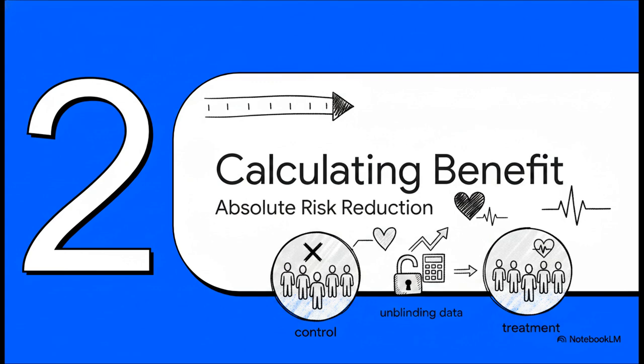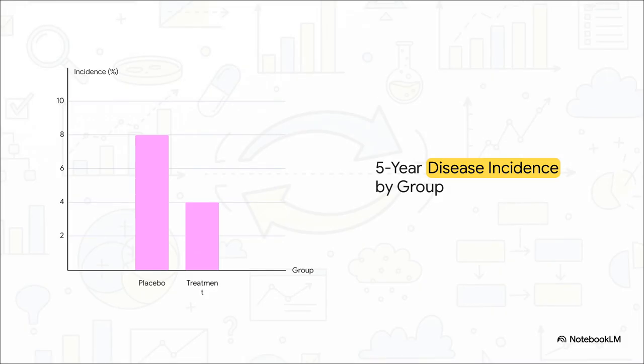Section 2. Calculating the absolute benefit. All right, let's fast forward 5 years. We've screened the patients, randomized them, and followed them meticulously. Now it's time to unblind the data and see if this experimental treatment actually holds up in the real world. And the raw 5-year disease incidence data comes in looking incredibly promising. In the placebo control group, those getting standard care without the active drug, the disease incidence was 8%. But in the experimental treatment group, the incidence dropped down to 4%.